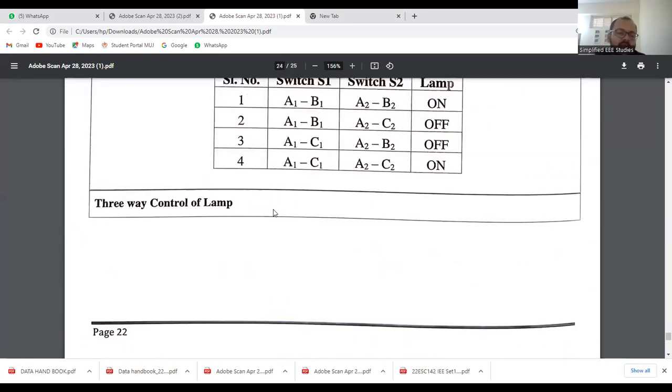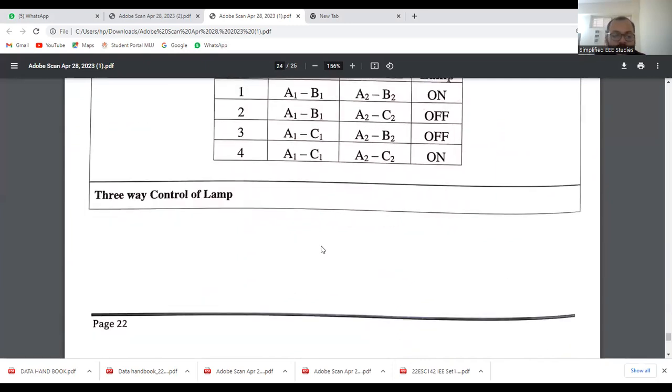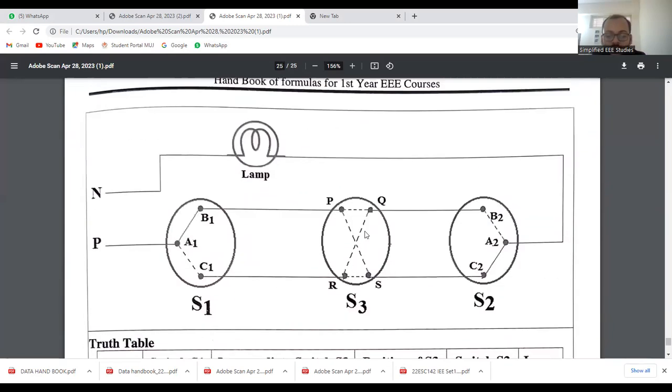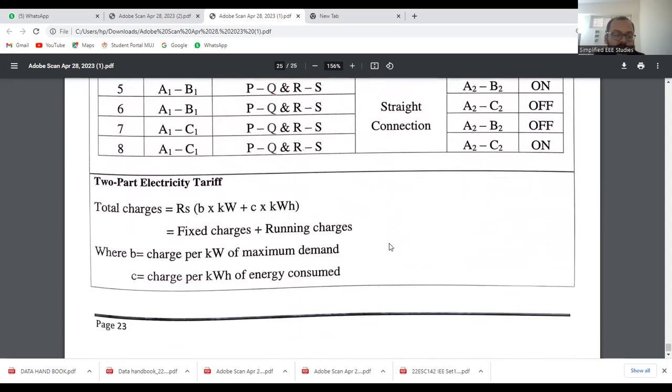Two-way control of lamp can be used in a staircase or bedroom, where a single lamp is controlled with the help of two separate switches at distinct positions. Three-way control of lamp uses an intermediate switch. It is applicable where a long corridor is available. This type of wiring is also known as jail wiring. Even the truth table is given for it. Sometimes the question will be asked directly.